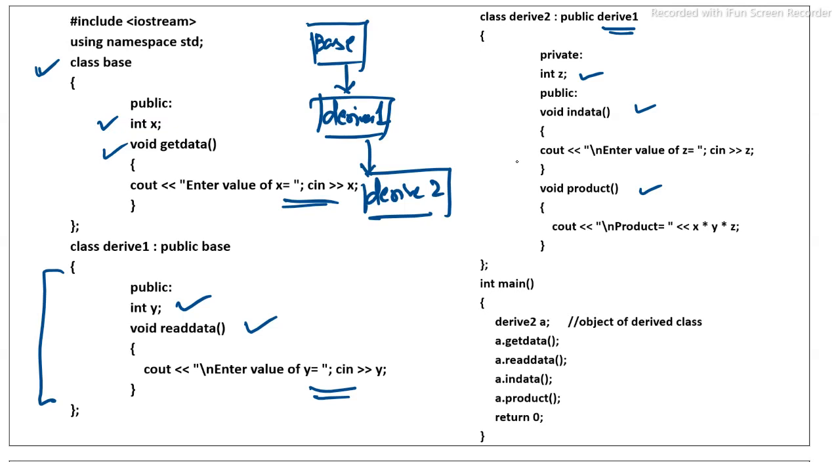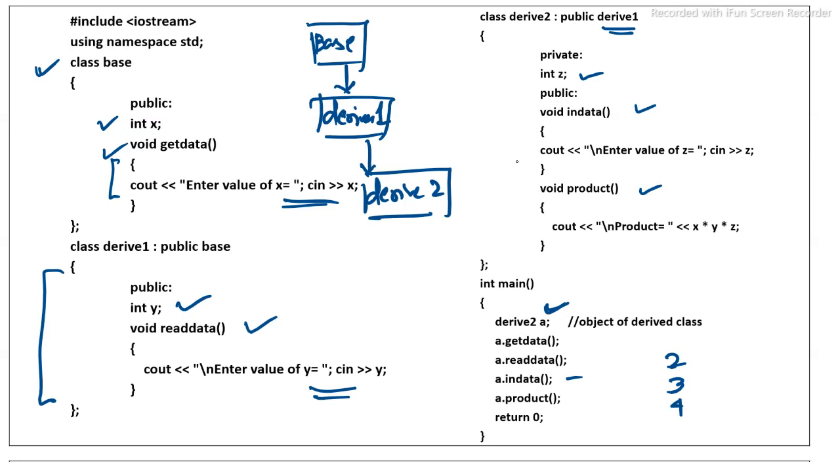In the main function we are creating the object for the derive2 class. So A is the object for the derive2 class. A dot get data, so the get data function will be invoked. So you need to enter the value for x. Let's suppose you have entered 2 for the value of x. A dot read data function, where you need to enter the value for y. Let's say suppose you have entered 3. A dot in data is invoked, so it will enter the value for z here. Let's say suppose 4. So x, y, z values have been entered by invoking different functions.